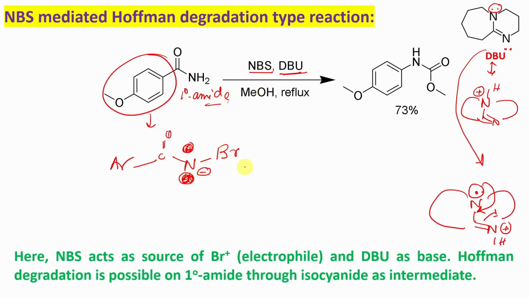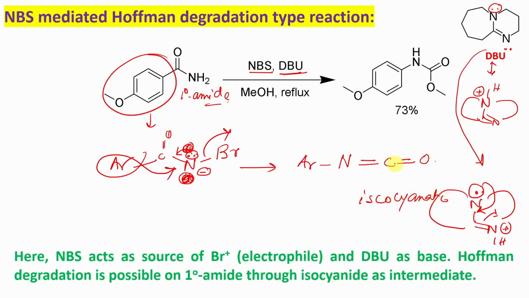Second step. In this step, this Ar will migrate here, Br will leave, and ultimately the lone pair will come here. So in this way, what it will produce: Ar bonded with nitrogen, and that nitrogen forms a double bond with C double bond O. So this is, students, isocyanate.